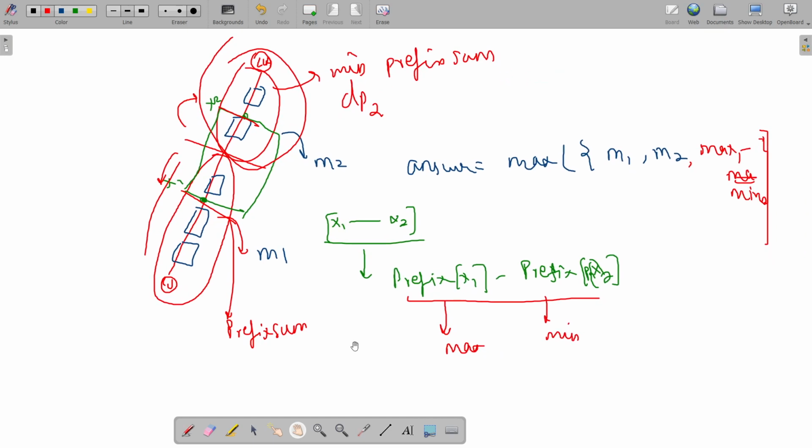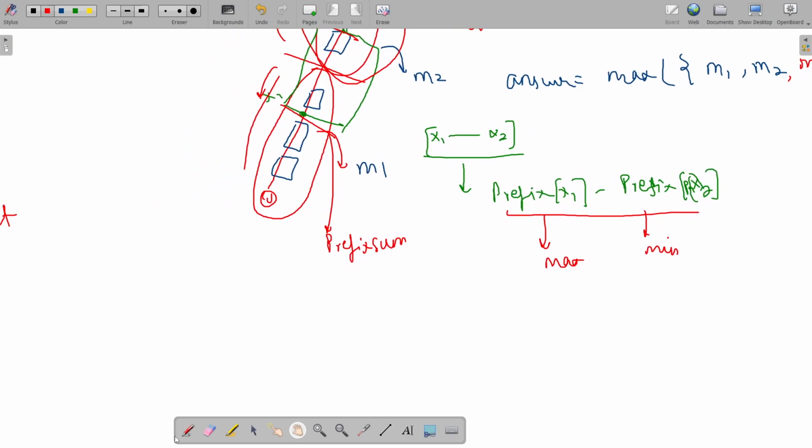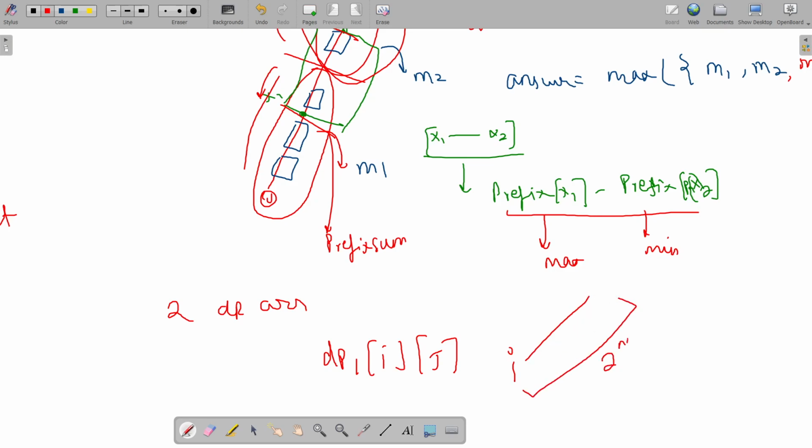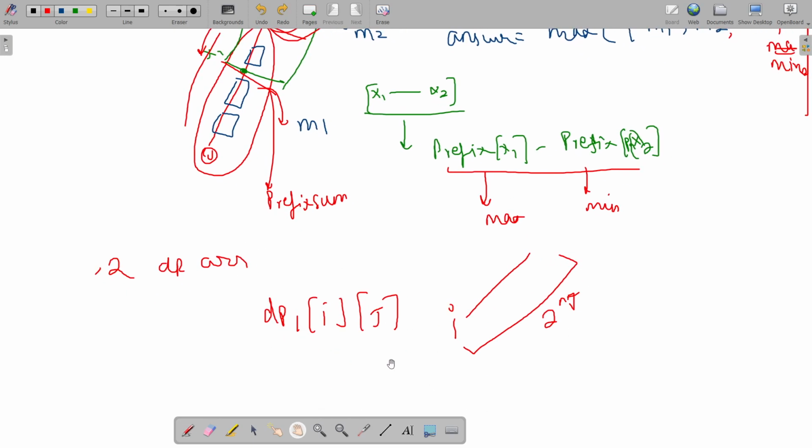So that's how you do it. You basically construct two DP arrays. The first DP array is like a binary lifting DP array. DP1 of i, j tells you that from i, up to and including i, if you go up to 2 to the power j elements, what is the maximum prefix sum in that range? Similarly, you also need the minimum prefix sums, so there will be a total of 4 arrays, but we are considering only the maximum case right now.